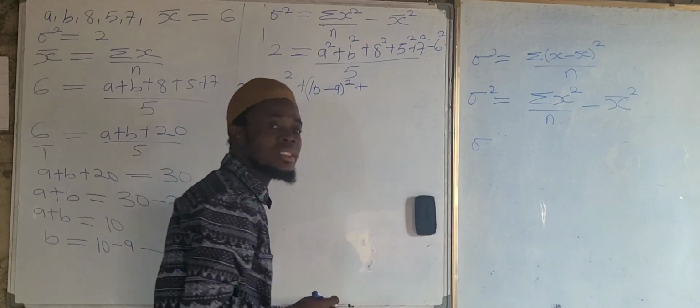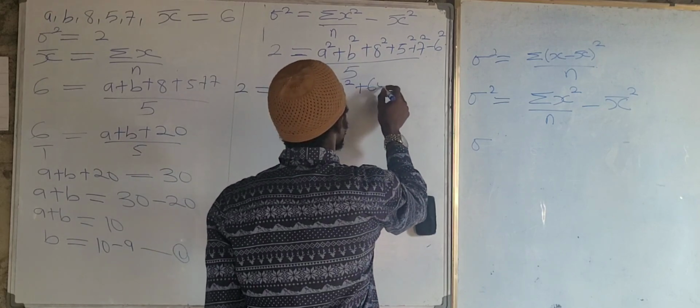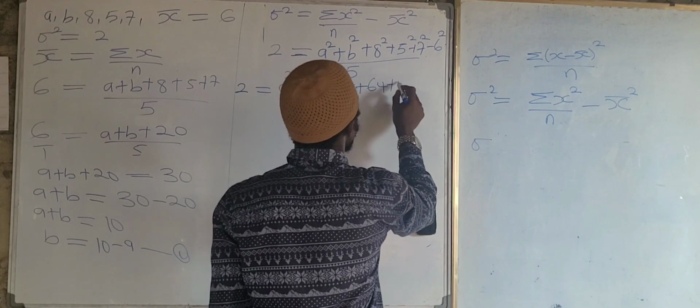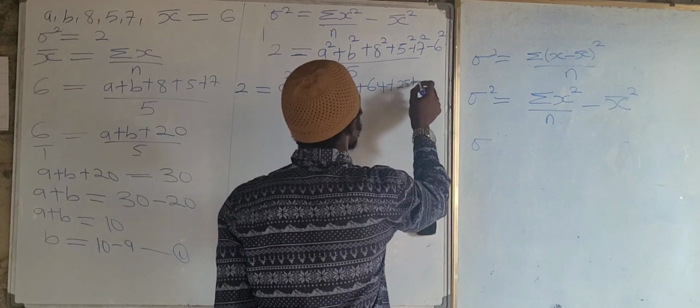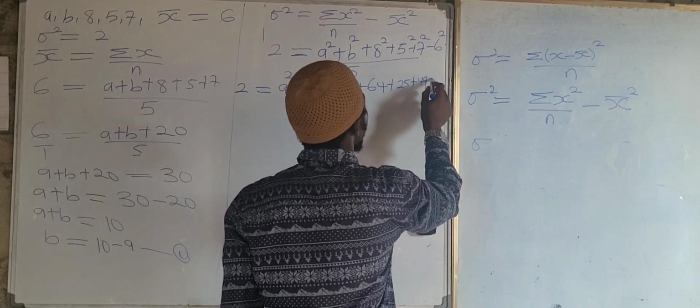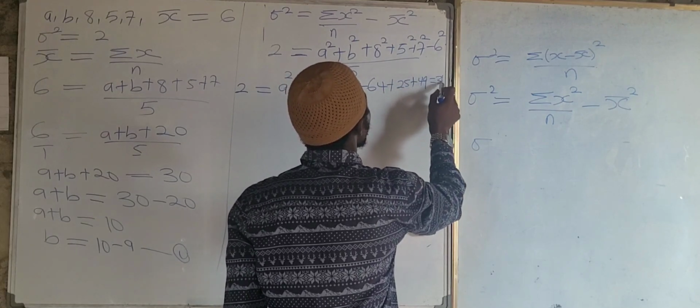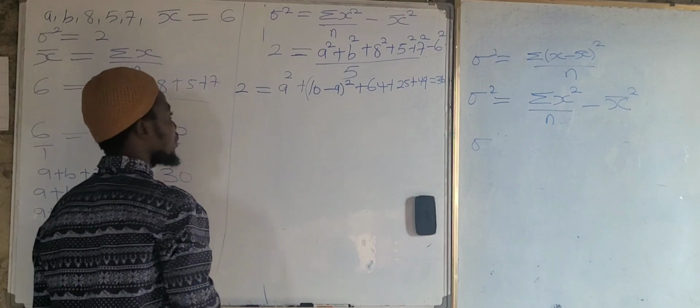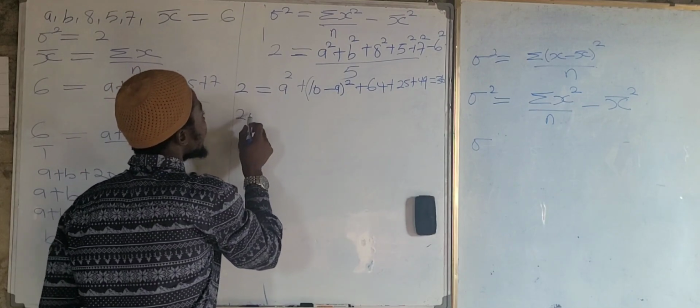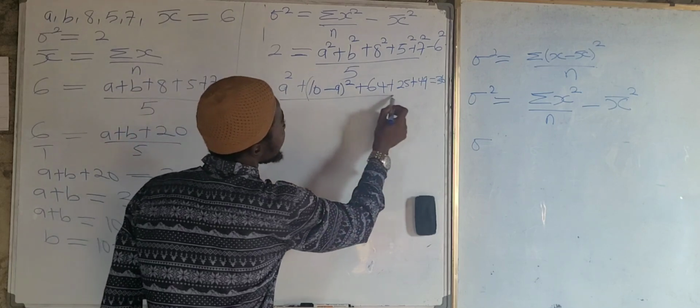Plus 8 squared, what is that? 64. We have 64 plus 5 squared is what? 25. 25 plus 7 squared is what? 49. 49 minus 6 squared is what? 36. 36. Are we okay? Yes, sir. Good. Now we have sigma squared all over 5.